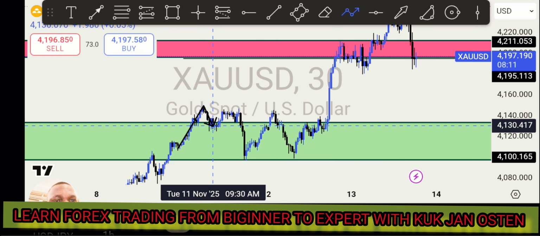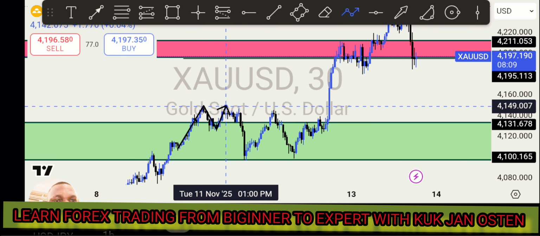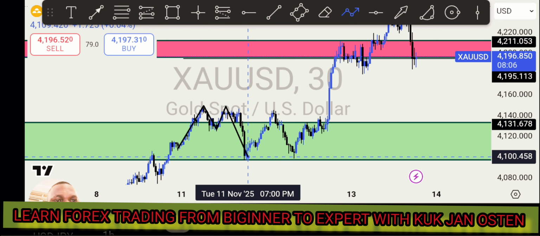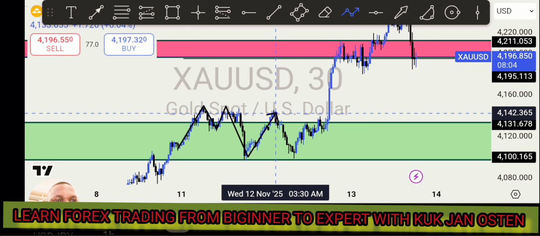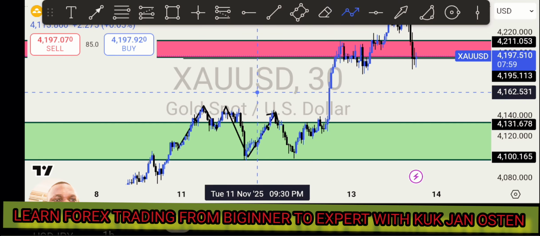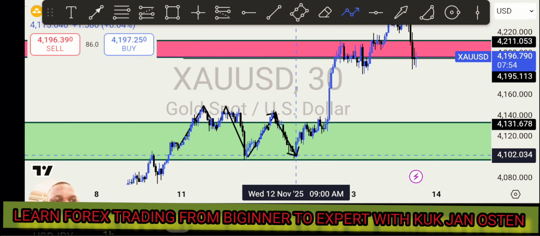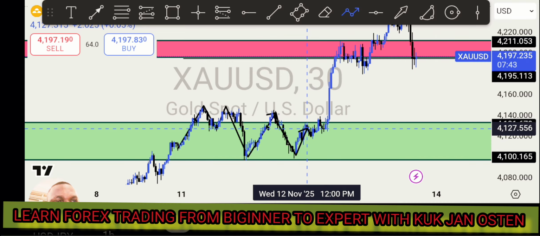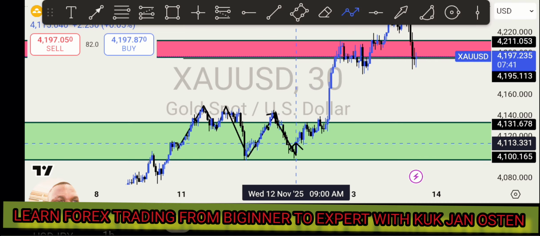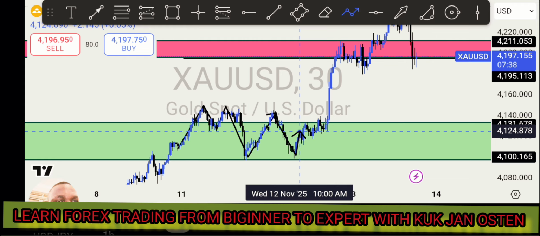like this. It never broke, it formed a neckline. So when it came, it formed a double bottom here. A double bottom was formed within the demand zone, within the strong support zone. That bottom acted as a confirmation for buyers. So when it came up, there was a continuation in the market.